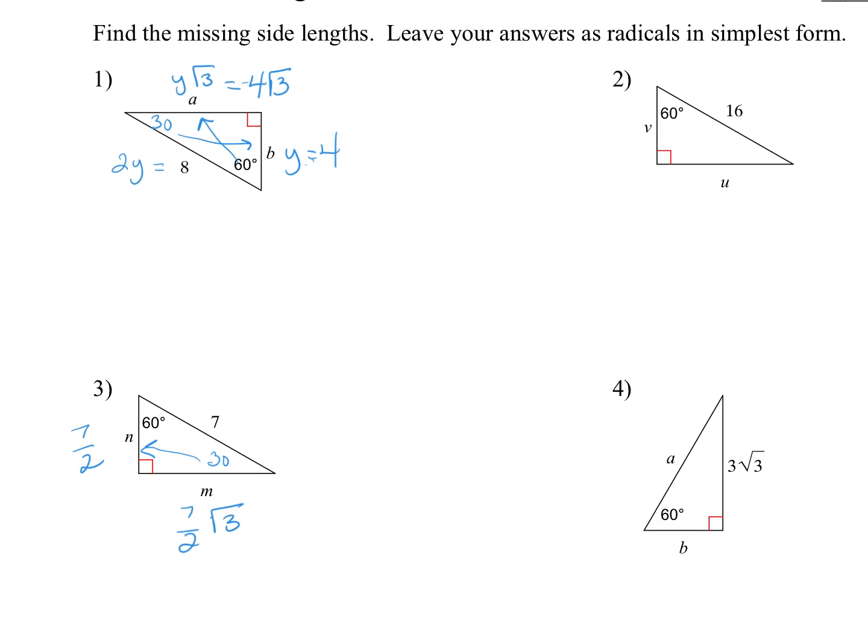Okay, keep in mind, be careful, you have to pay attention to the orientation of the triangle. Okay, so like here, this is opposite the 60 degrees. So that means this value here that's in front of the square root 3, that's the value of the side opposite the 30 degrees. So this is going to be 3. And then my hypotenuse would be double that. So that's going to be 6.